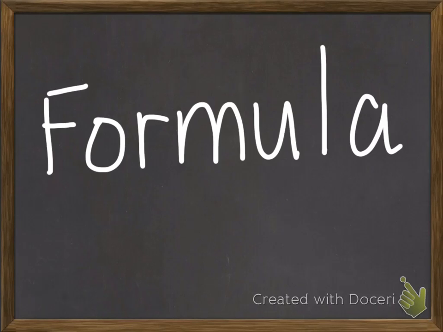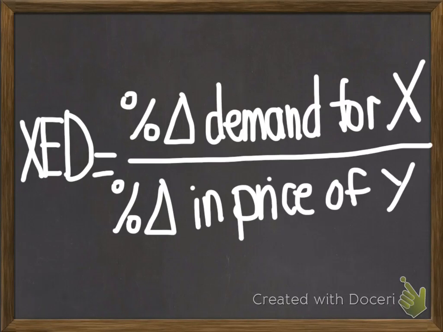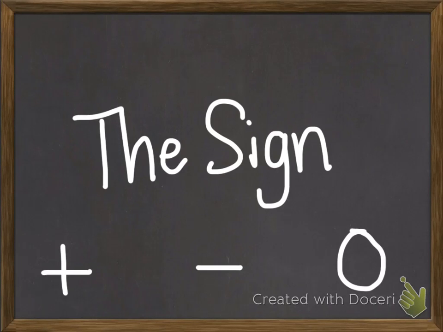The formula to calculate XED is: XED equals the percentage change in demand for good X over the percentage change in price of good Y. XED provides two kinds of important information. The first one is the sign of XED, which is positive, negative, or neutral, and the magnitude of the XED, which means how small or large its numerical value is.